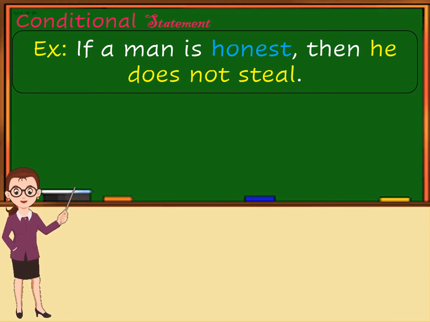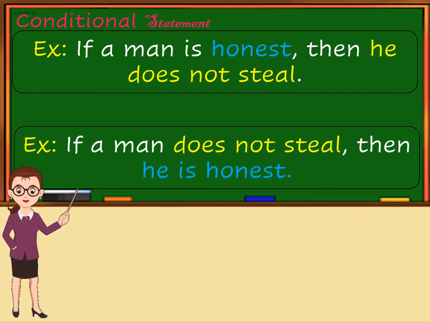Let's take the second example. If a man is honest, then he does not steal. The hypothesis in the sentence is a man is honest. And the conclusion is he does not steal. Let us write the converse of this statement. If we switch the position of the hypothesis and the conclusion, our statement now becomes, if a man does not steal, then he is honest. The statement now is in converse form.